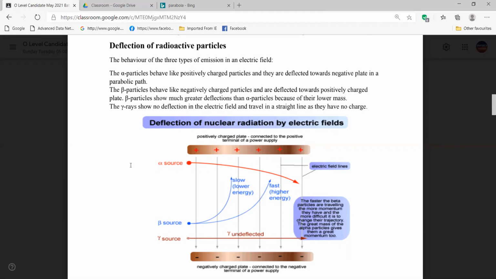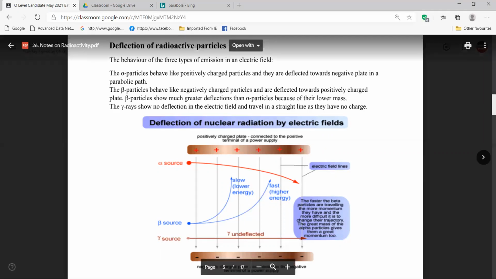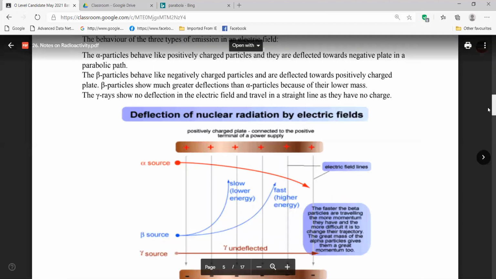The beta particles behave like negatively charged particles and are deflected towards the positively charged plate. The beta particles show much greater deflections than alpha particles because of their lower mass. The gamma rays show no deflection in the electric field and travel in a straight line as they have no charge.